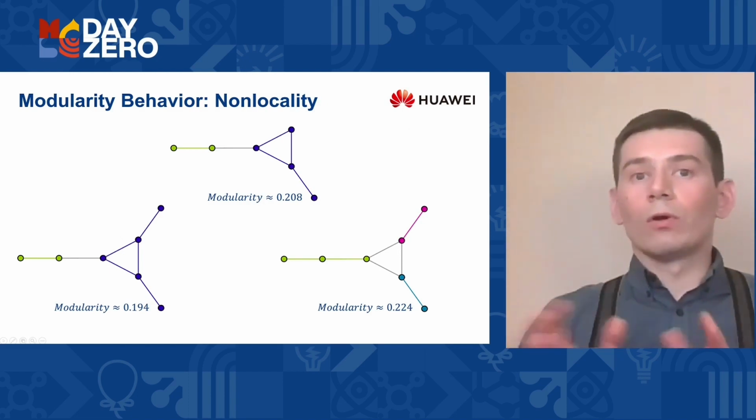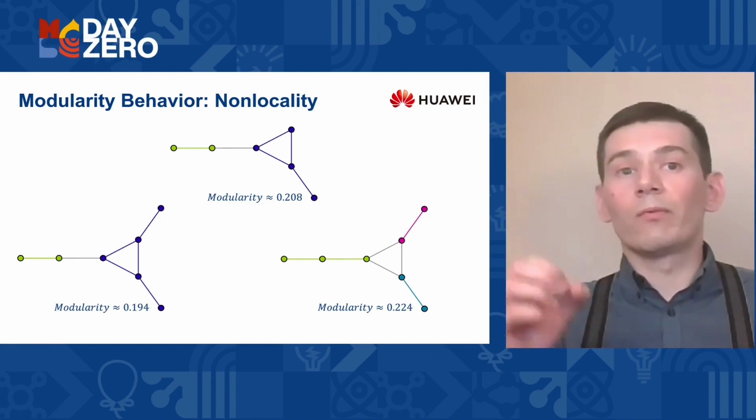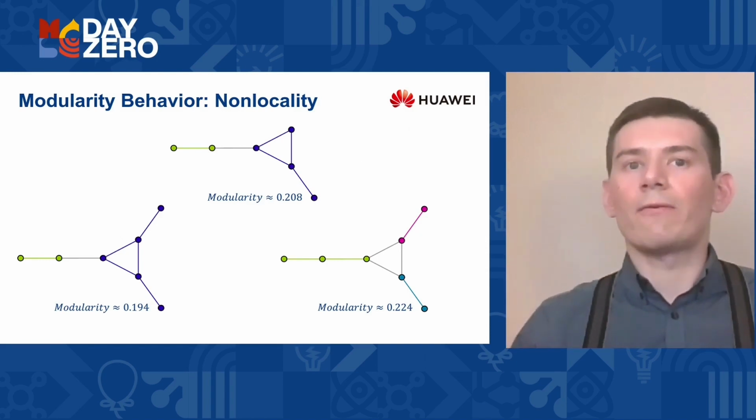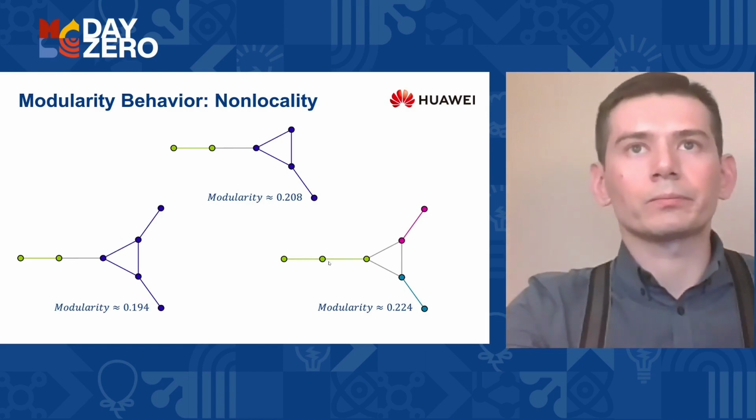So when you do local optimizations, if you, for example, move one node from one community to another community, it can also affect other parts of the graph.